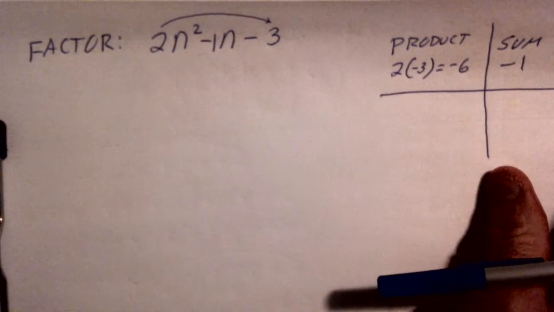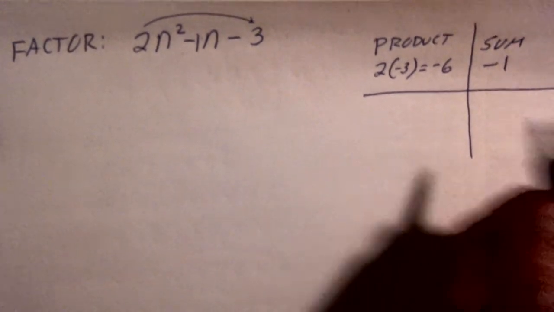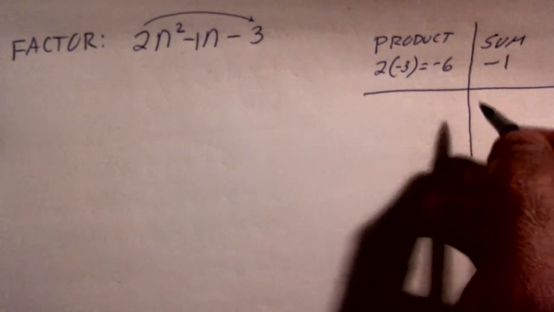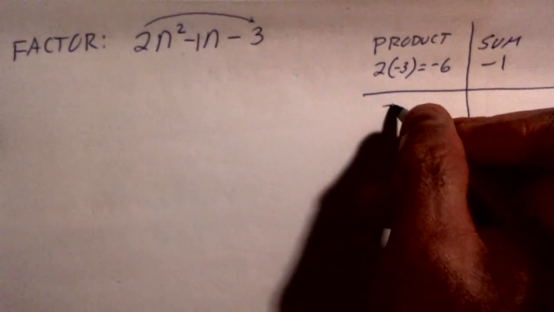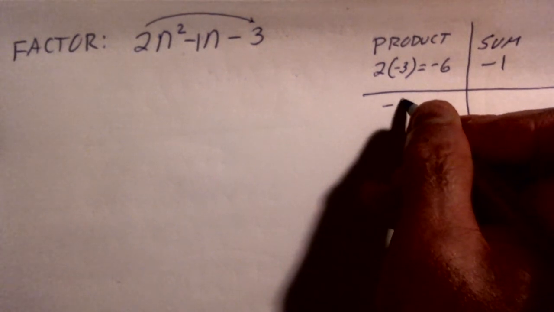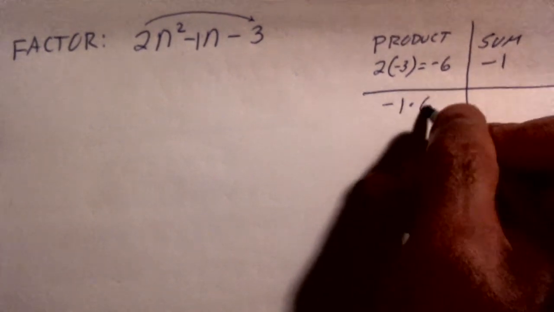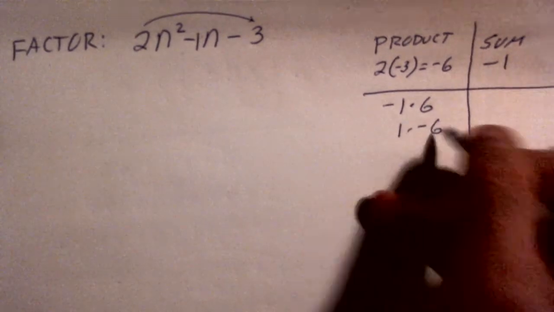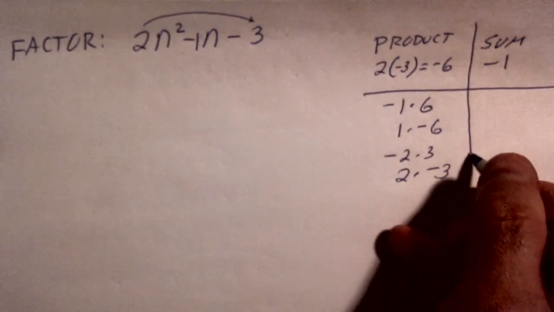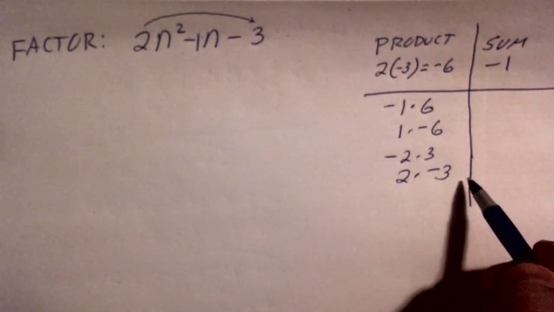So now the search is on, ladies and gentlemen, to try to find two factors of negative 6 that add up to negative 1. Listing factors of negative 6, starting with 1, trying 2, trying 3, and climbing the ladder so you don't miss any, we would have negative 1 and 6, 1 and negative 6, negative 2 and positive 3, or positive 2 and negative 3. These are all the factors of negative 6.